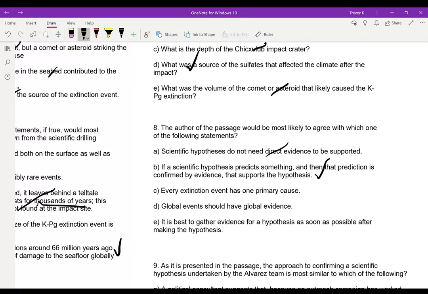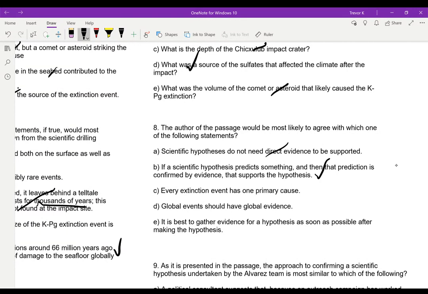Yeah, that's my classic dumb answer. I mean, everyone agrees with that. I wouldn't need to read the passage to pick that answer. Yep, if it predicts something and then that prediction is confirmed by evidence, that supports the hypothesis. Pretty much everyone would agree with that. I'm sure this guy would agree with that.